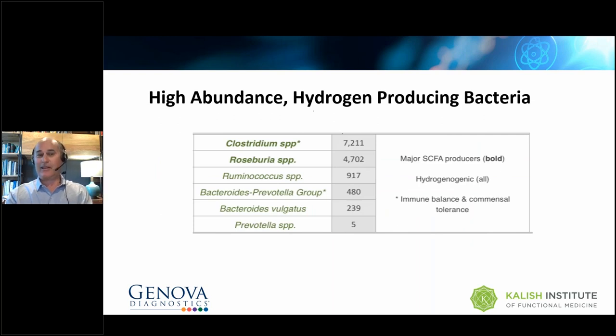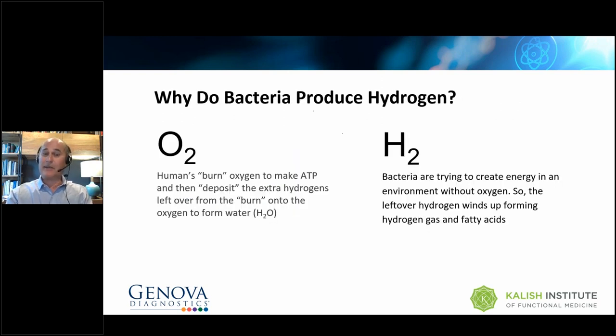Here's another list. These are kind of more academic, but the hydrogen producing bacteria, there's a list of them. This is right off the GIFX test. Why do these bacteria make hydrogen in the first place? I think this is kind of interesting.